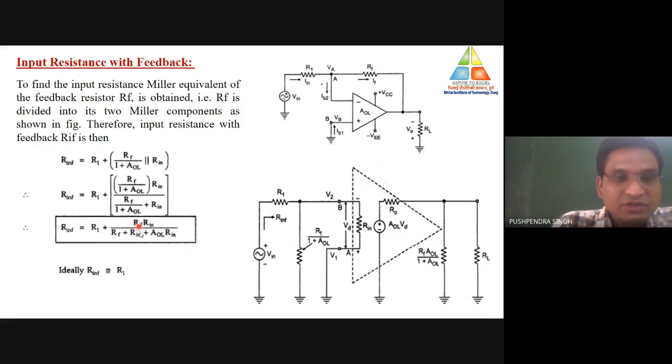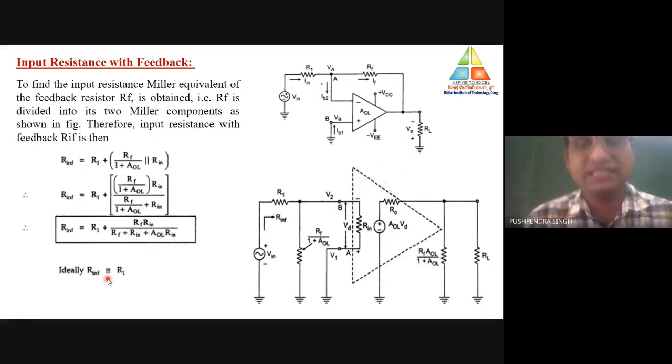The input resistance is also infinite. So with the help of L'Hospital's rule, what will the value of the total term be? Both will be cancelled out. So from there, Rinf is equal to R1. So in the ideal condition, the input resistance with feedback is nothing but the input resistance of the operational amplifier. So this is the input resistance with feedback.